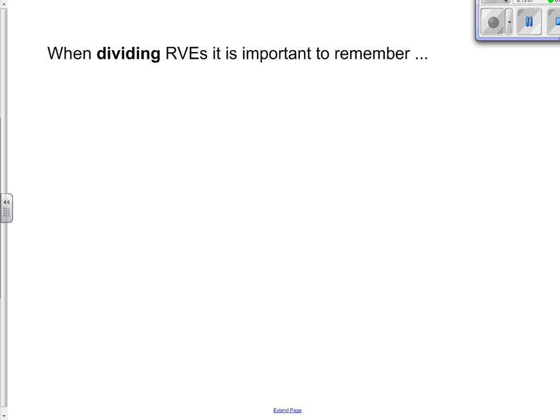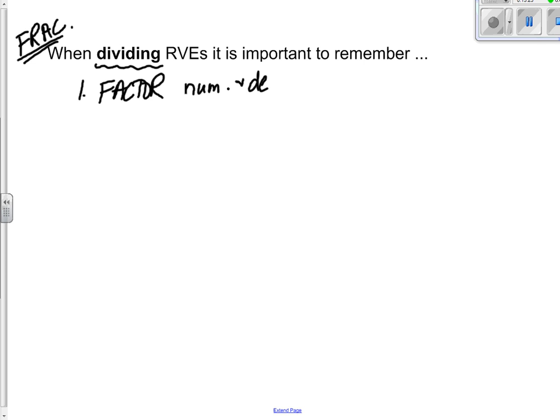Remember, rational variable expressions look a lot like fractions, and the rules are the same. So if we are dividing rational variable expressions, we need to use the rules of fractions. So inverting and multiplying is something we need to think about. Number 1, for rational variable expressions, we need to factor numerator and denominator, just like with multiplication.